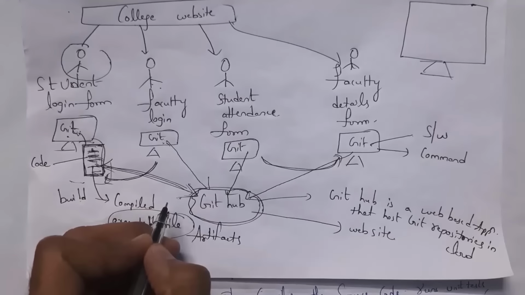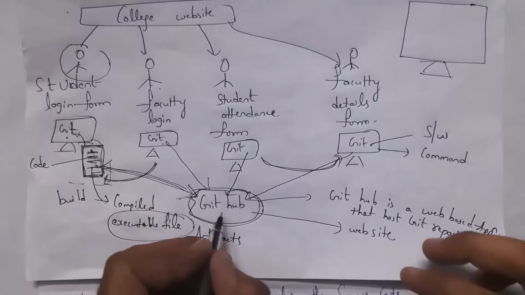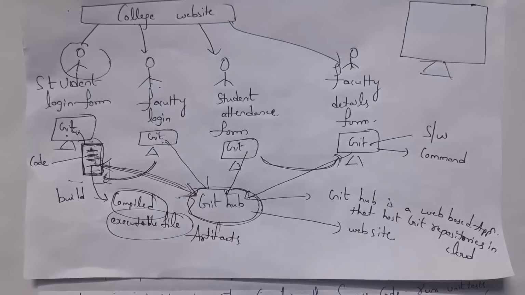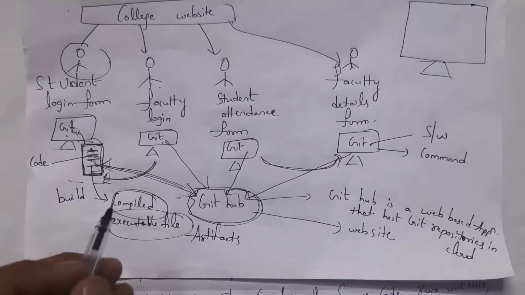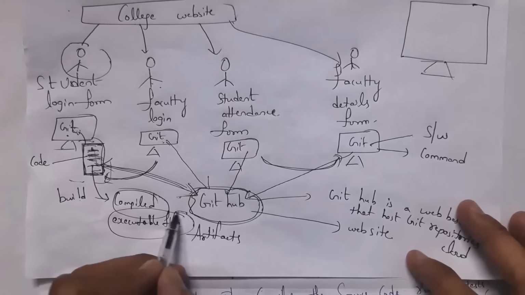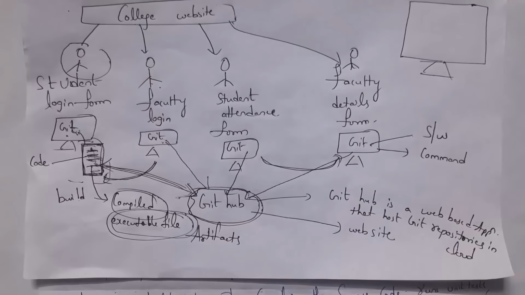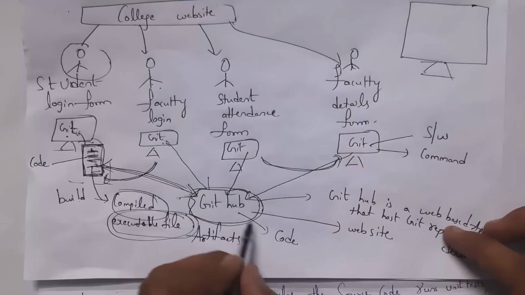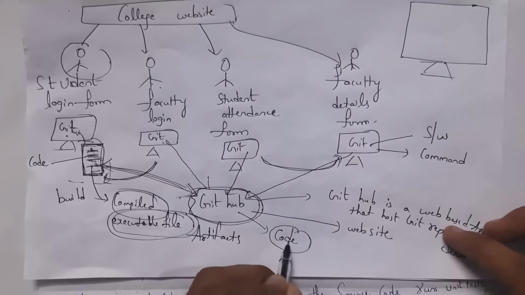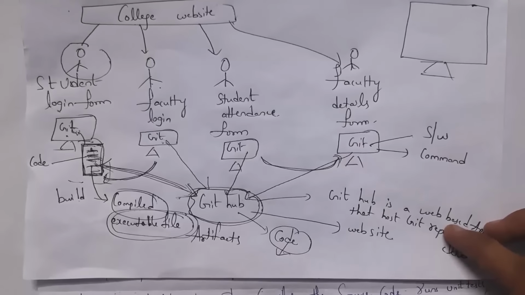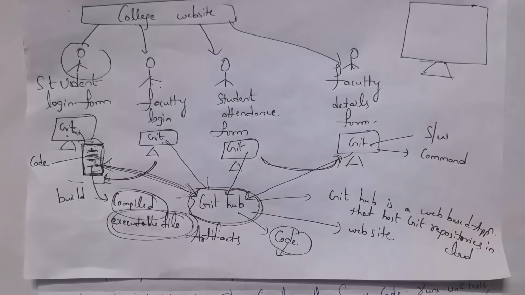Immediately whenever a developer places code in GitHub, that code is automatically compiled and tested. If there are no errors, then an executable file is generated. We call this executable file an artifact. That is nothing but code which is in working condition. So from GitHub, code is automatically compiled and tested and then an artifact is created. This process is known as the build stage.